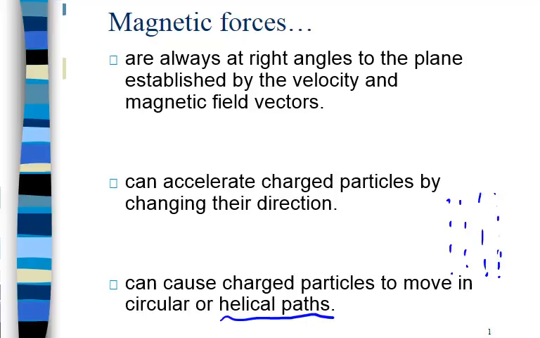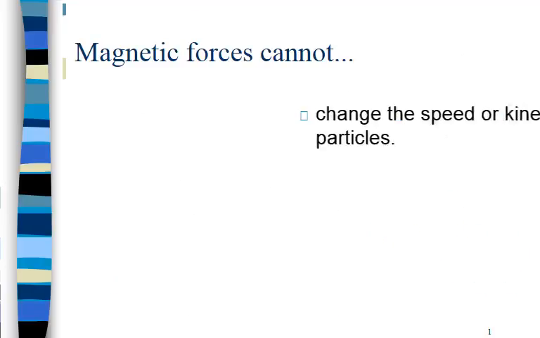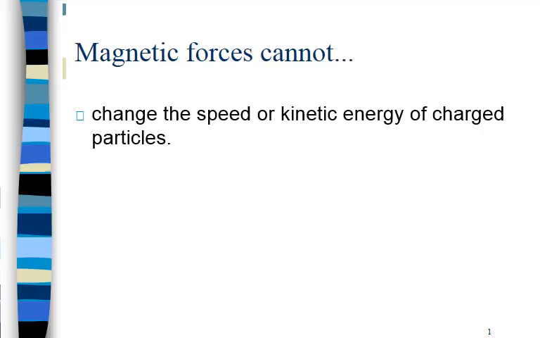But let's say this proton is not only going this way, but it's coming out of the page a little bit like this. What could happen when it encounters the field? It could start to go in a loop fashion, still coming out of the screen, but going in a circle as well. Magnetic forces cannot change the speed or kinetic energy.